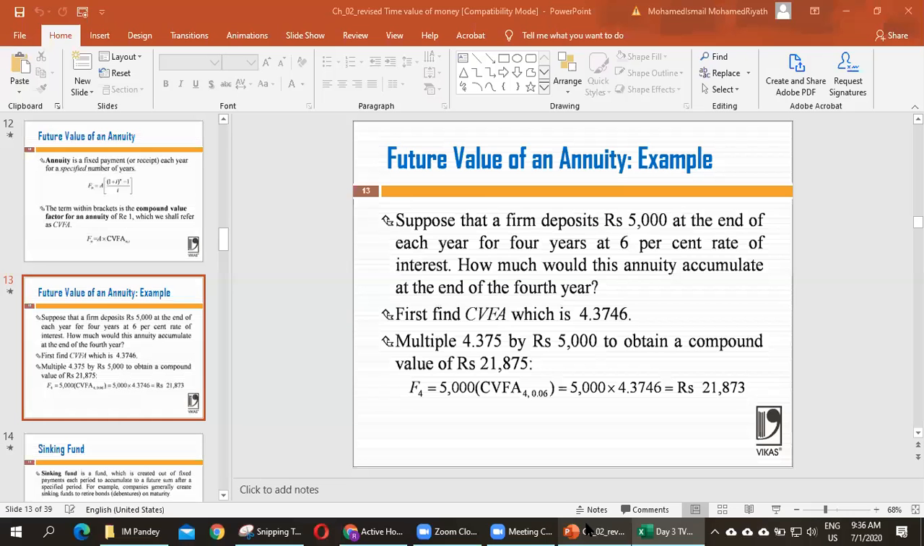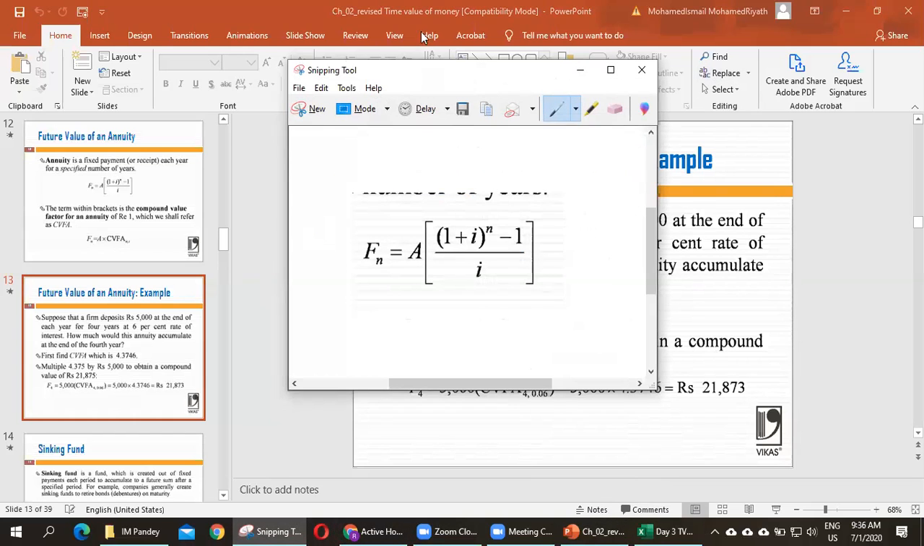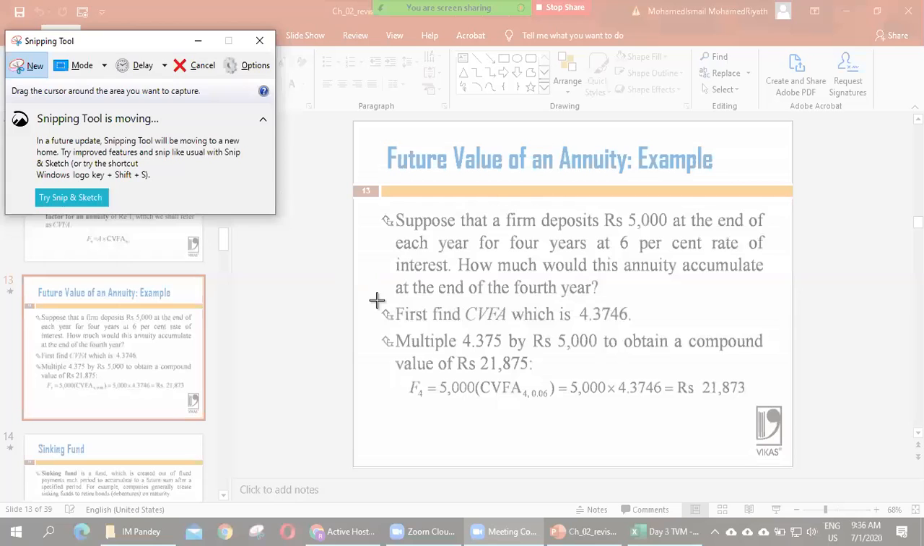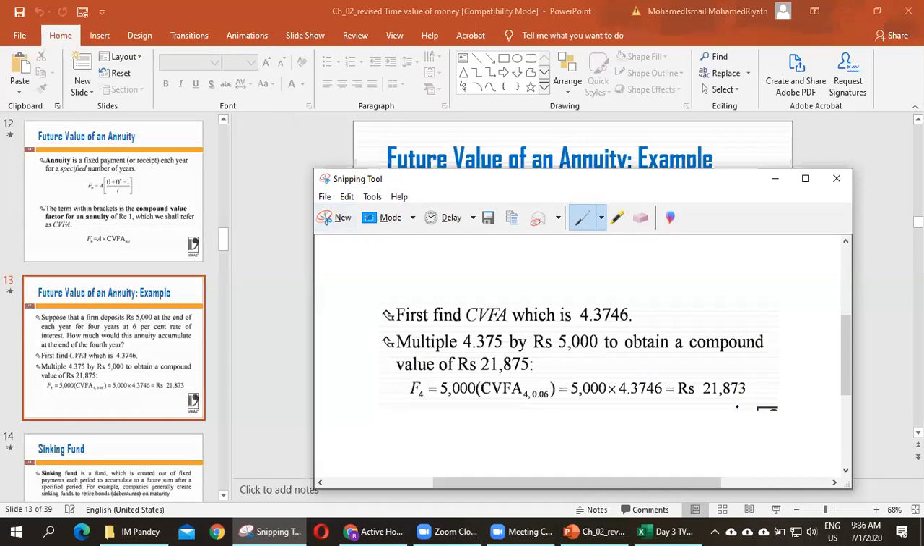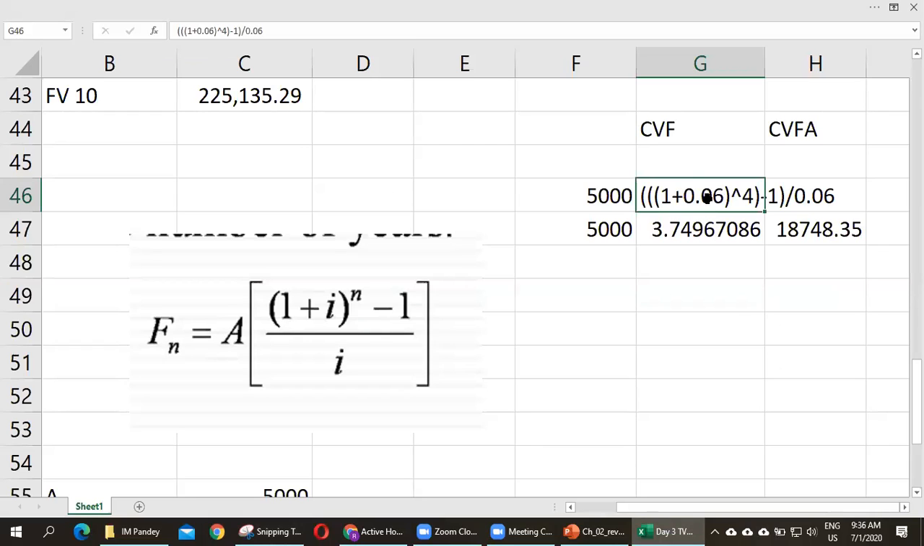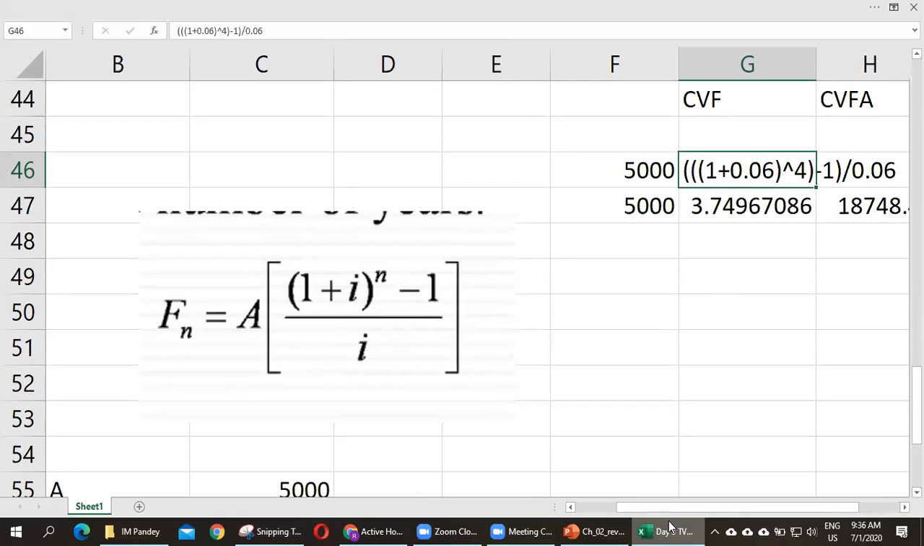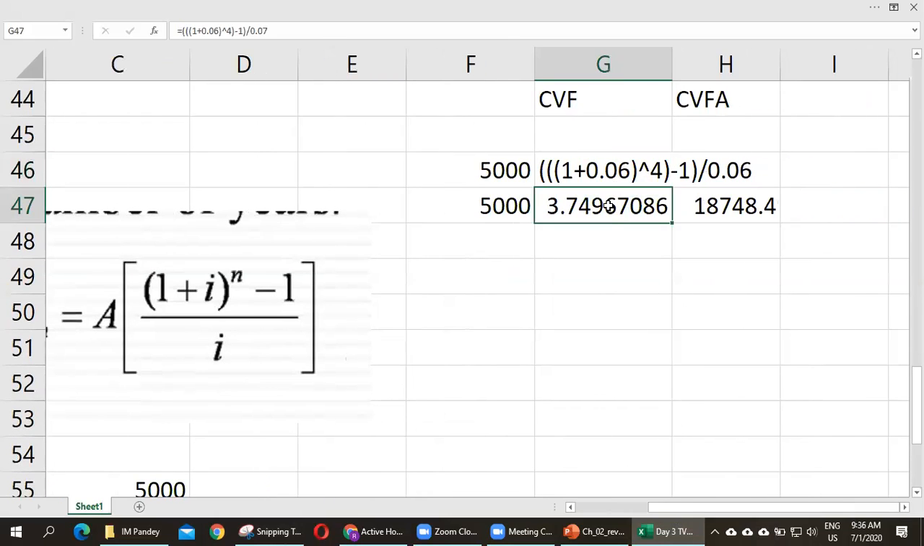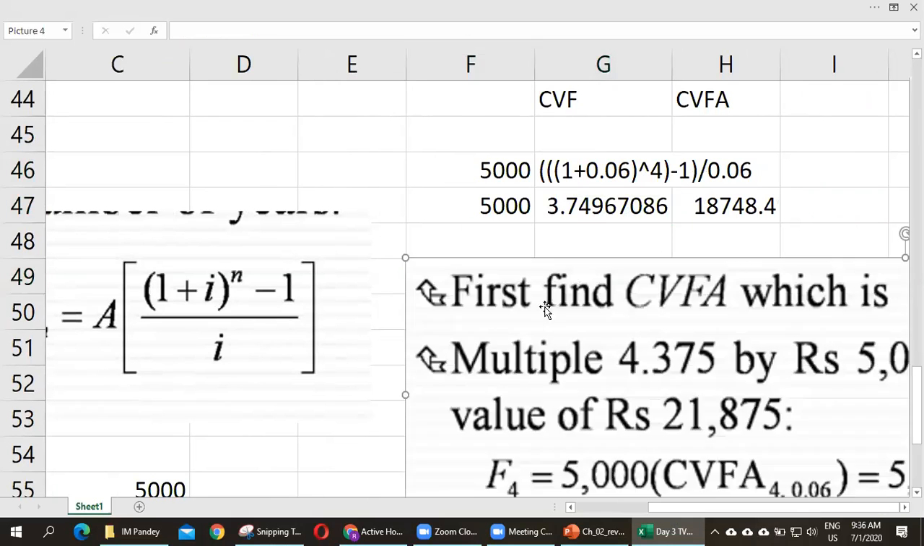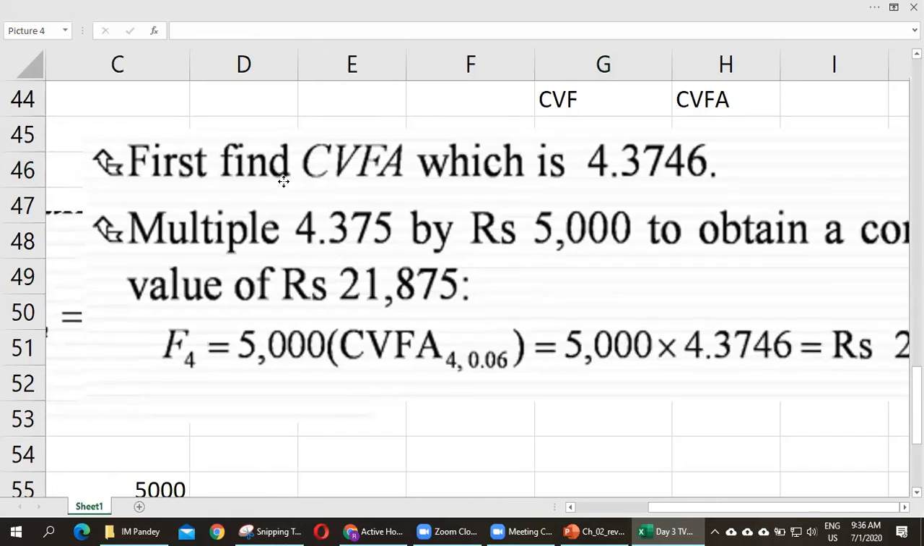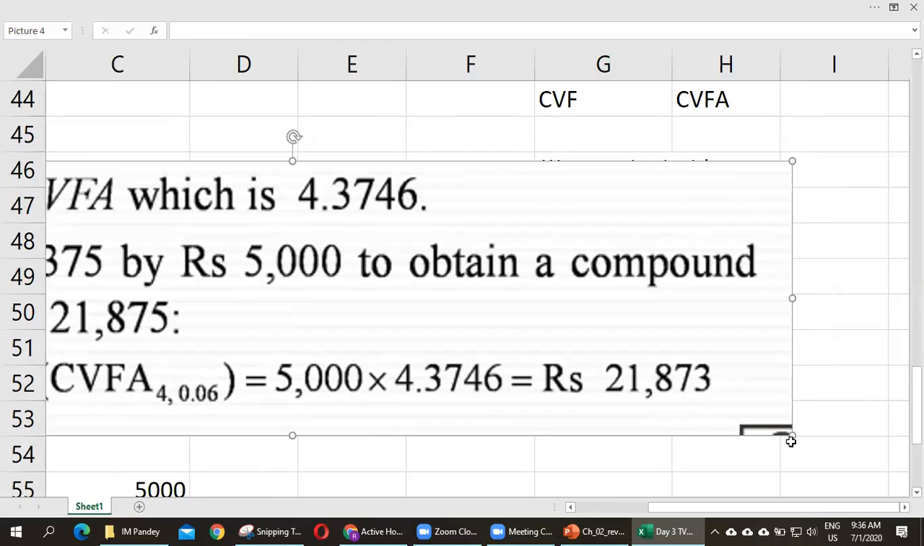Yes, the book answer is 4.374616, sir. That should be the answer. But in this calculation there was some mistake. Where is it? I got 3.74. The actual answer should be compound factor 4.375. So where is the mistake? That's the question.